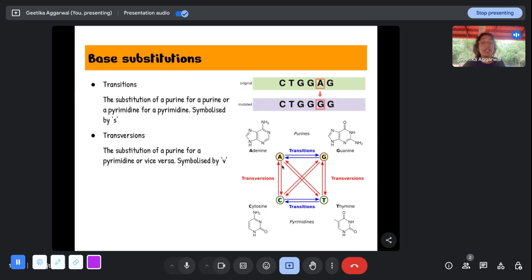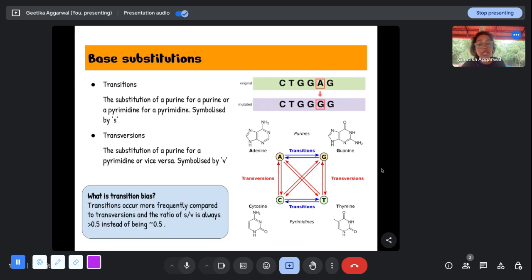Transversions, on the other hand, are substitutions between a purine and a pyrimidine, or vice versa. So if an A is substituted by a C or by a T, or a G is substituted by a C or by a T, and vice versa, those are called transversions, and they are symbolized by a v. And there's something called the transition bias, which means that transitions occur more frequently than transversions.